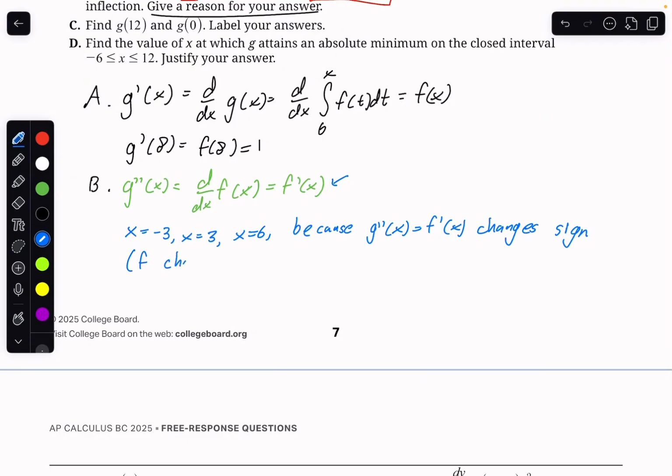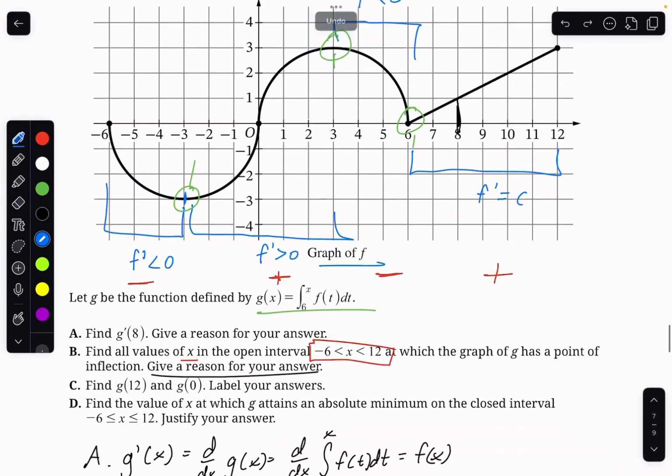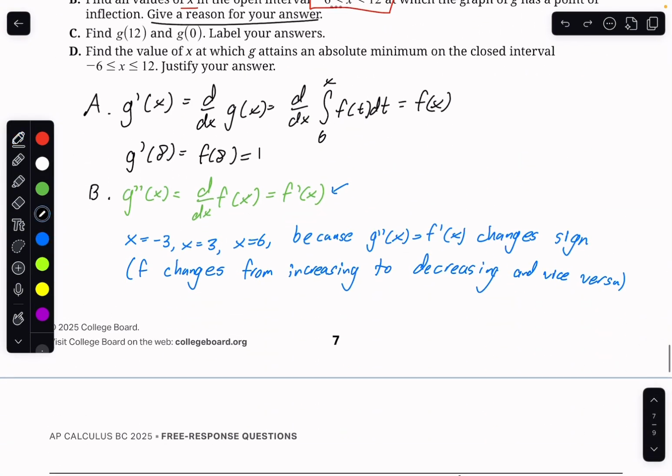And you can also write, if you want to be more specific, but you don't really have to, f changes from increasing to decreasing, and for the sake of simplicity, and vice versa. Because if you analyze it carefully, it's not just changing from increasing to decreasing, but it's also changing from decreasing to increasing. So yeah, that was part B. You have to analyze the points of inflection.